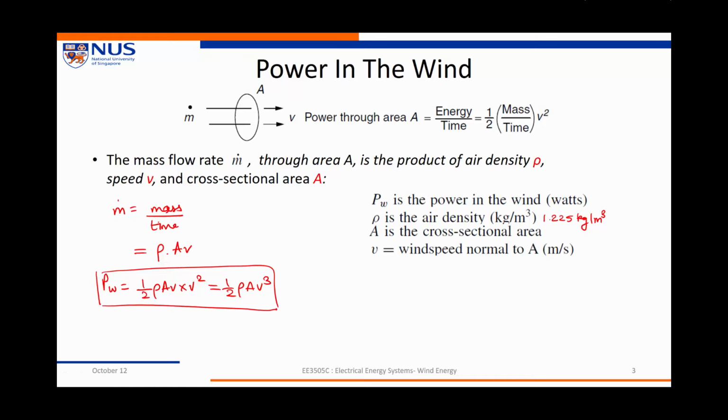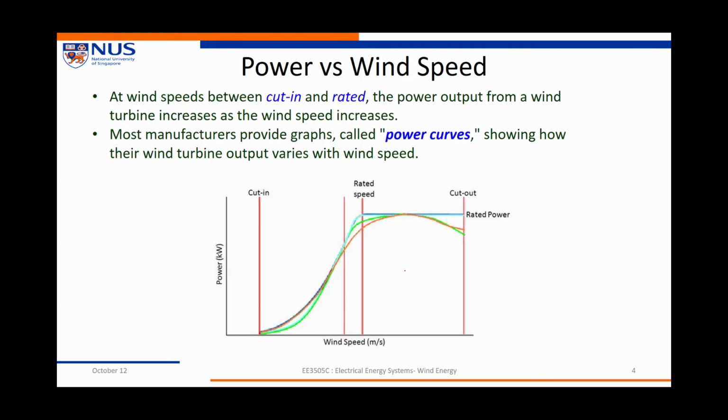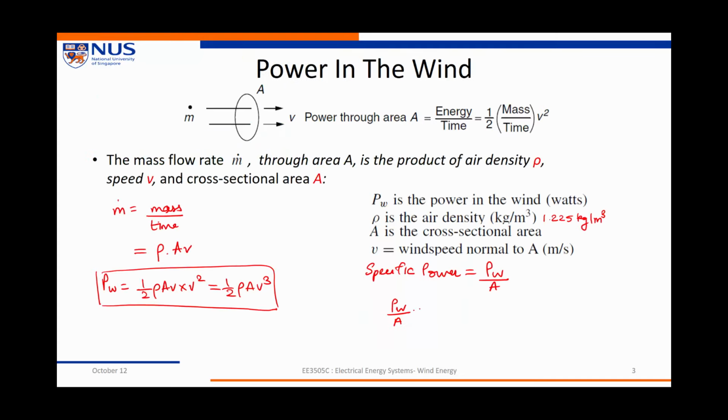Now what if I don't know what is the cross sectional area? Let's say I just want to find the power in the wind. I don't know how much area it's going to cover. So we define another term called specific power. This we define as Pw over the cross sectional area. So the specific power is equal to half times rho times v cube. So if you are asked to find out the specific power in wind, if you don't know what the cross sectional area it is going through, then you just use this equation, which is half times rho times velocity cube.